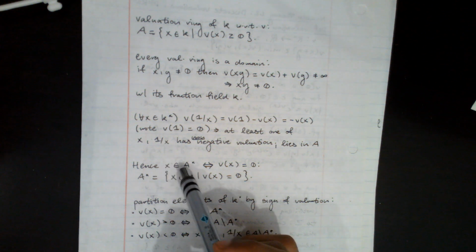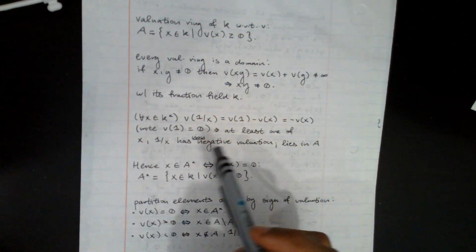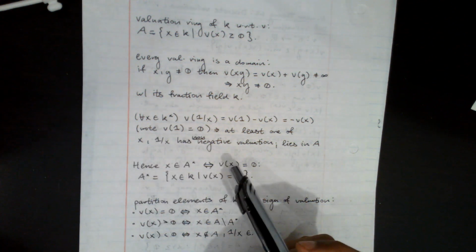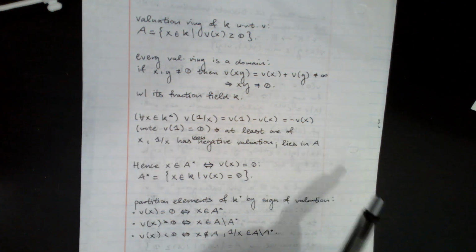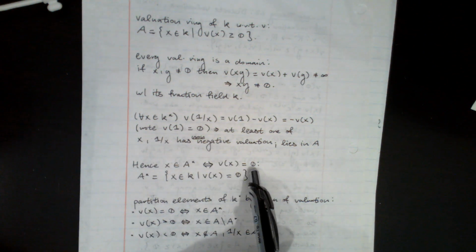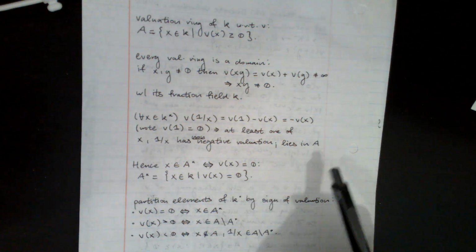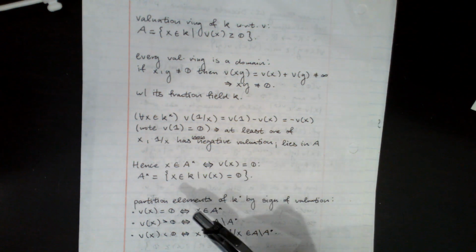This means that x is in the group of units of A if and only if it has 0 valuation. This is because if it's non-zero, let's say if it's positive, then its multiplicative inverse will have a negative valuation, and only one of them is going to lie in A, right? Its inverse will not. And conversely, if it has negative valuation, it won't lie in A itself. That's out of the picture, but its inverse, in fact, will have positive valuation and will lie in A.